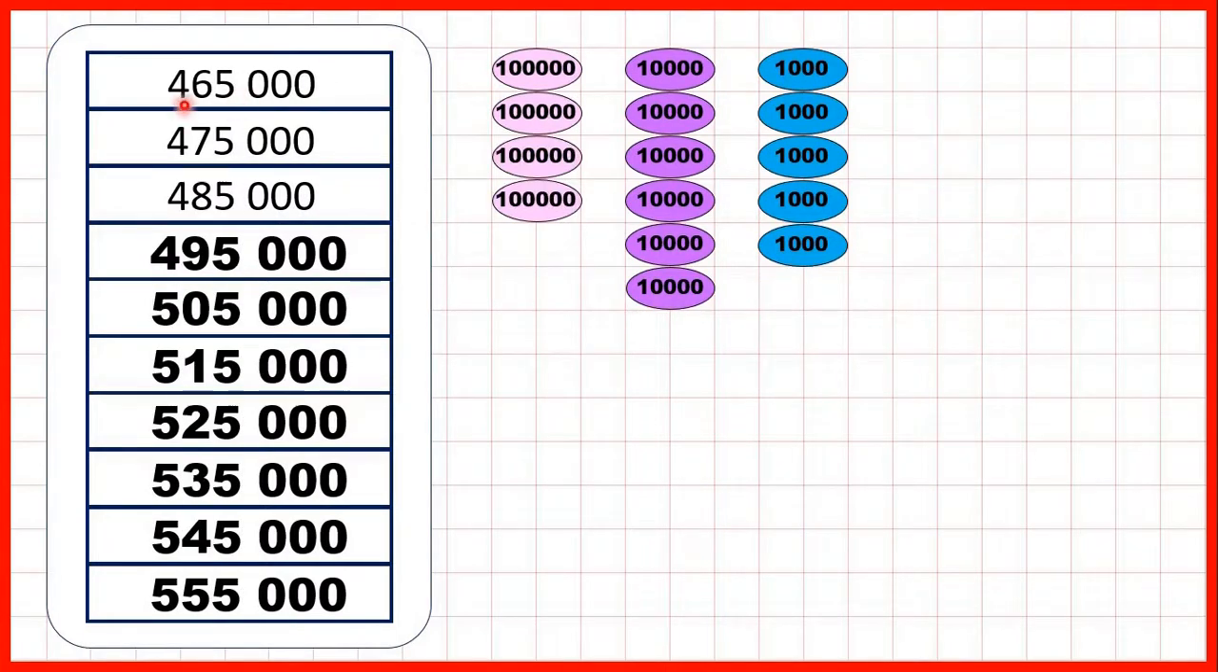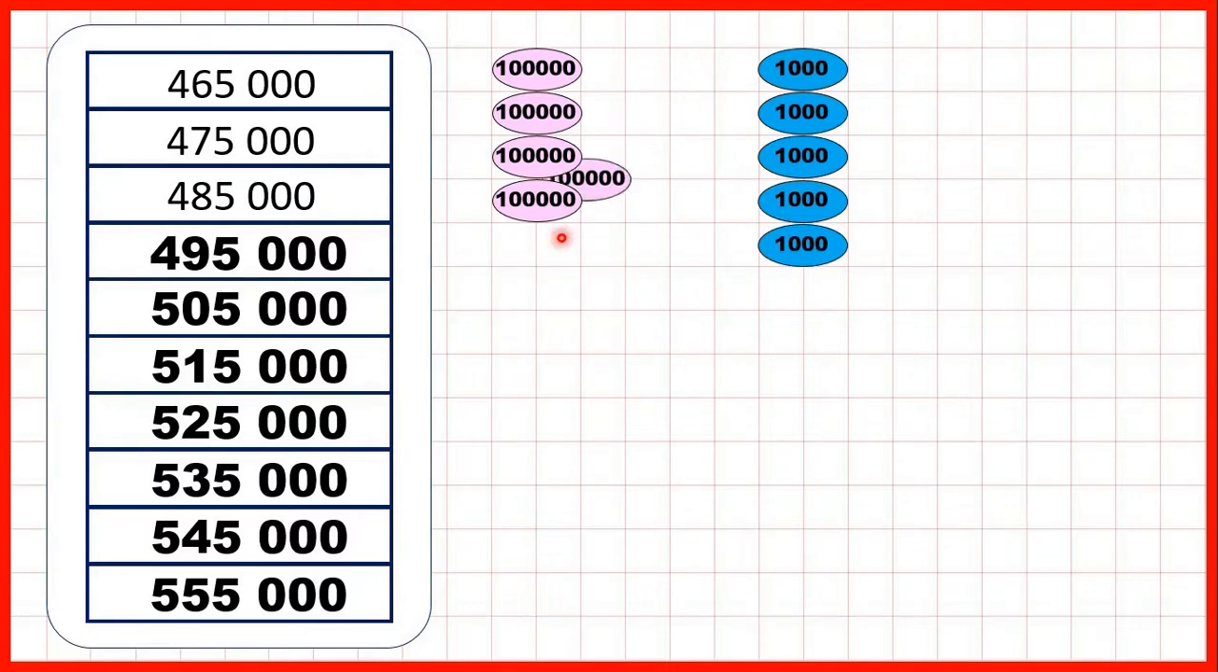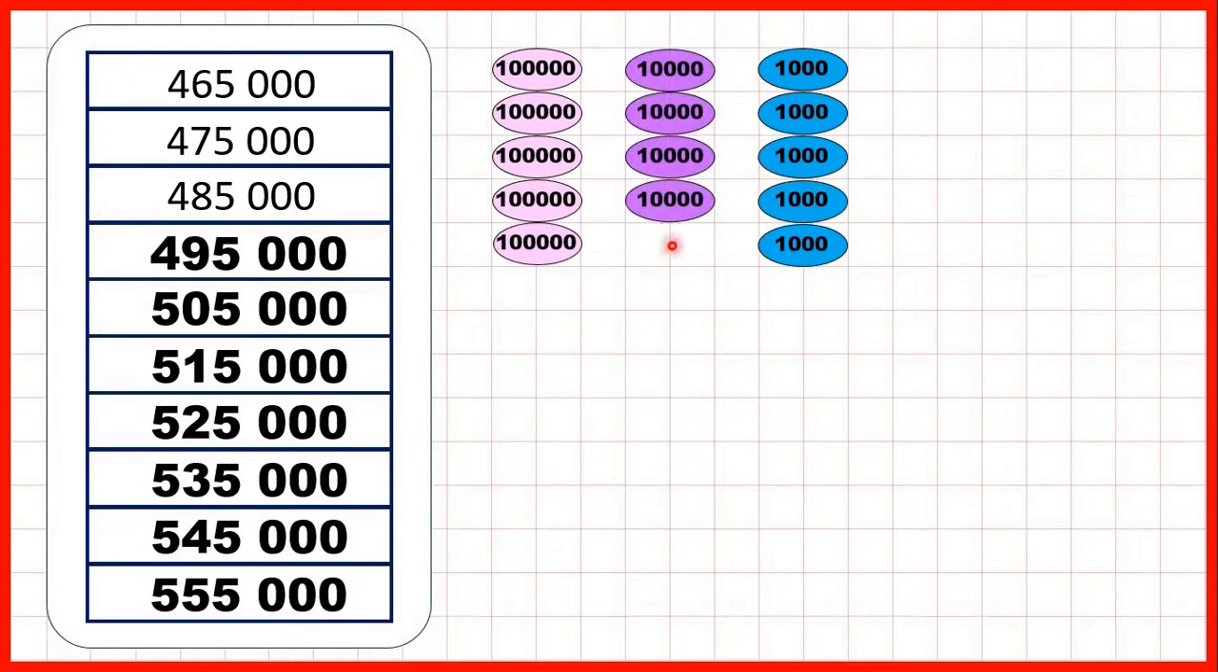Then we started with 465,000, so that's 4 100,000s, 6 10,000s, and 5 thousands. We were counting in 10,000s, so let's add 10,000 counters each time. You can see that once we've got 10 10,000 counters, we need to exchange those for a 100,000 counter. So then, if we keep on adding 10,000s, we get 555,000. So 5 100,000s, 5 10,000s, and of course we still have our 5 thousands.